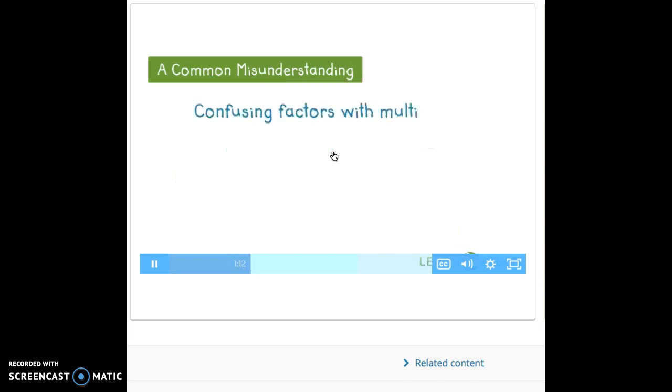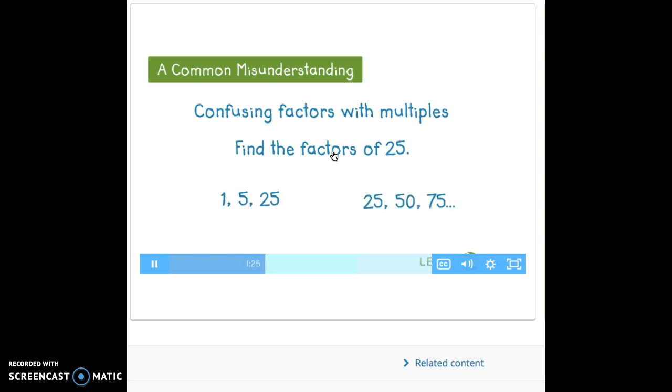A common misunderstanding when working with factors is to confuse them with multiples. If I was asked to find the factors of 25, which list would be appropriate? Of course, we're looking for the pairs of numbers that, when multiplied together, give us the product of 25. So I would not want to use the skip counting multiples.